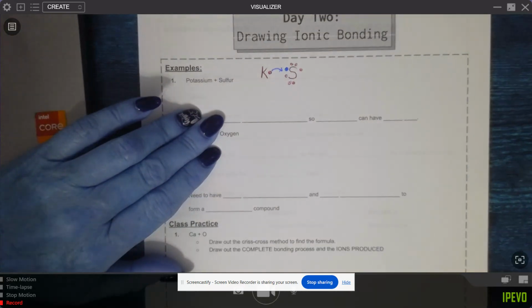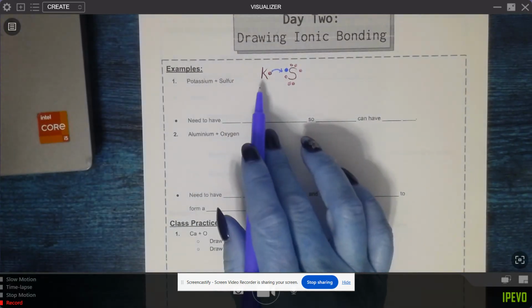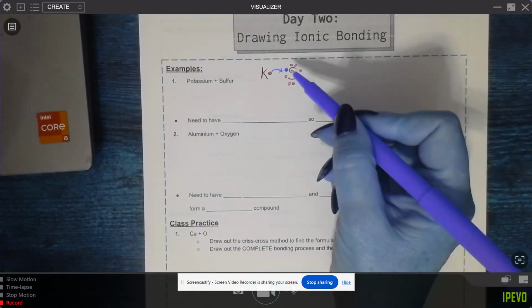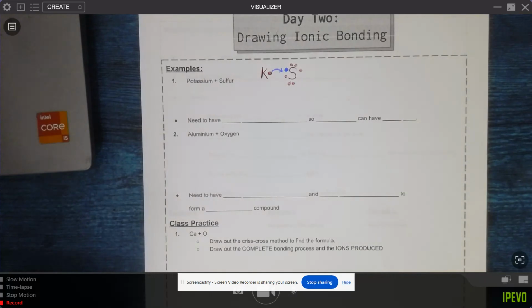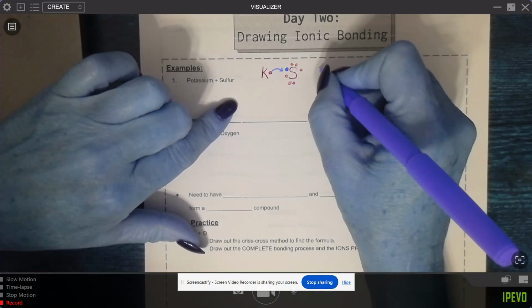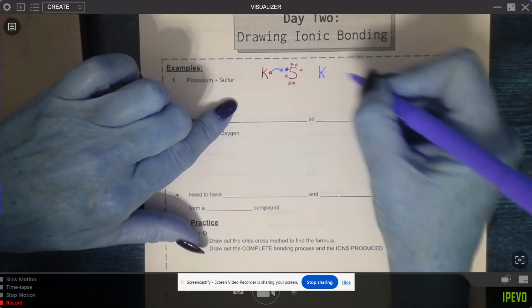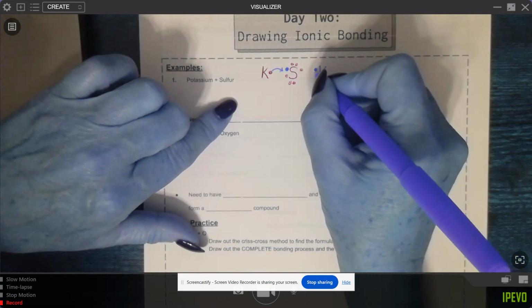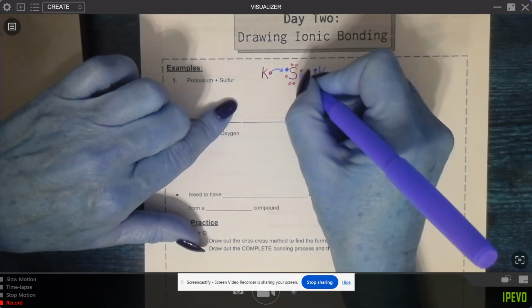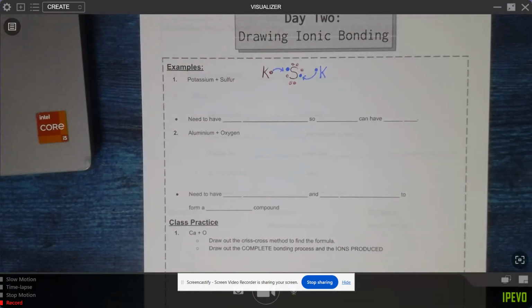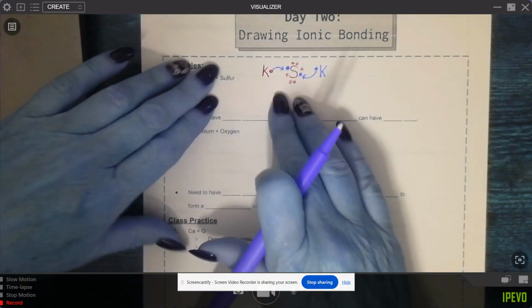Okay, now if you look at that, the potassium has gotten rid of its 1 valence electron. Sulfur needs 8 to obey the octet rule, and it only has 7. So I'm going to need another potassium, again with 1 electron, and that 1 electron is going to be given to the sulfur. Okay, now this is what we call the process.